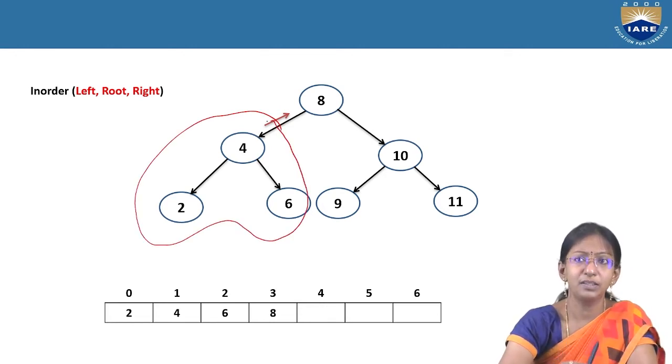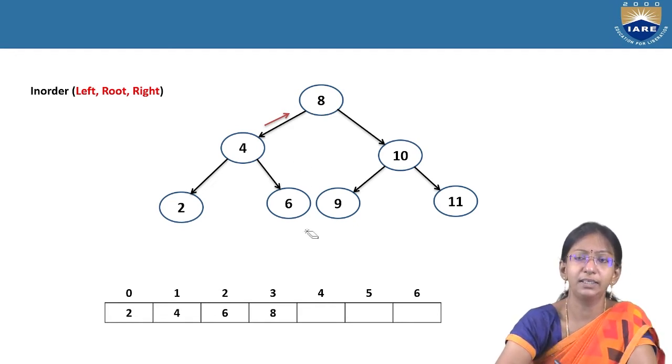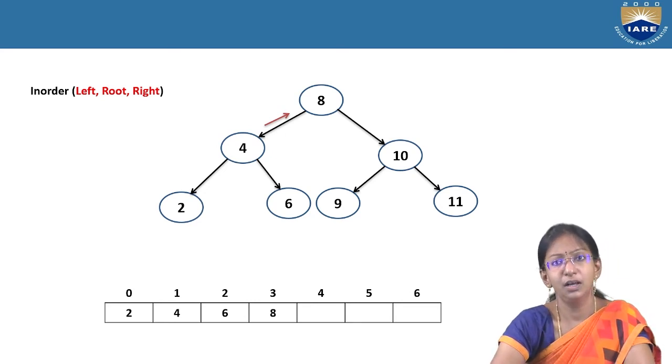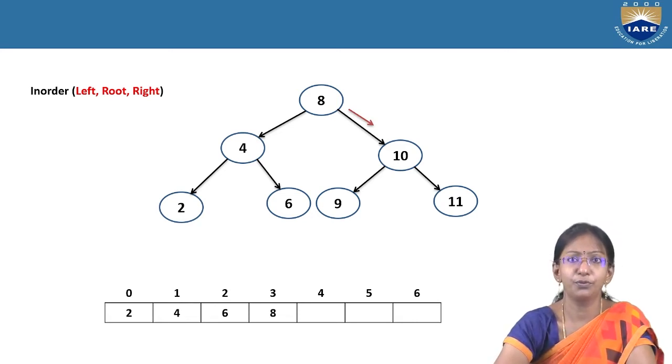Once that is done, what you have to do? You have to print the root as the left subtree job is done. So store 8 in your array. Store 8 in the array. Now let's start the same recursive process with the right subtree of 8. So let's travel towards the right subtree of 8.